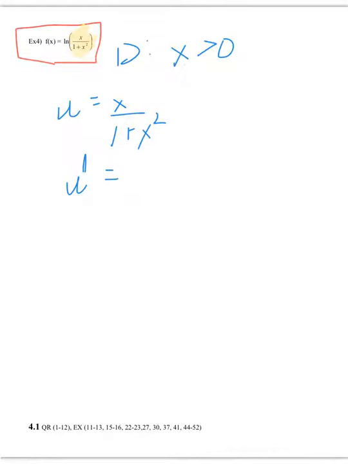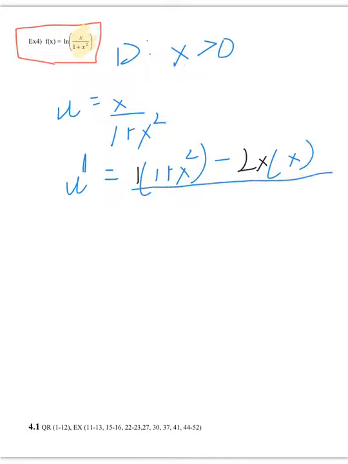Alright, so I've indicated what my inner function is, and now I'm going to do the quotient rule. The derivative of the top is 1. I'm going to multiply that by the bottom, 1 plus x squared. Minus, now we're going to take the derivative of the bottom. So the derivative of the bottom is 2x, using the power rule. We will go ahead and multiply that by the top function, which is x. And all of that goes over the bottom squared.